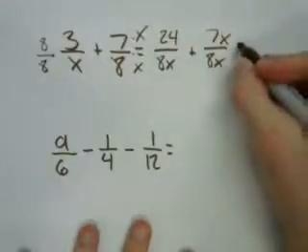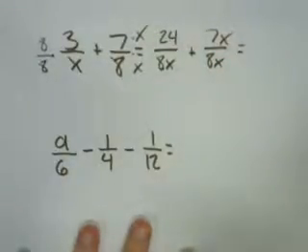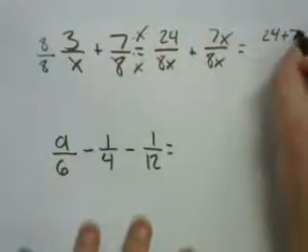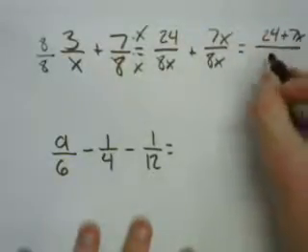So we just keep going forward here. And we just add the numerators like usual. We have 24 plus 7x over 8x.